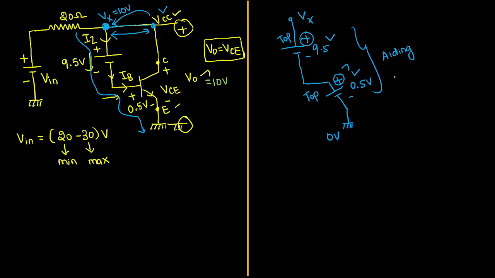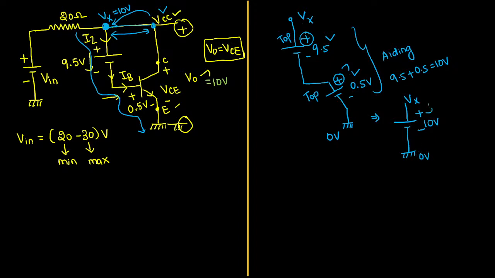Adding in the series addition, you can directly add 9.5 plus 0.5, which becomes 10 volts. So this entire circuit can simply be drawn like this. Here we will have 10 volts. Then what is the voltage at this point? Tell me. Here we have 0 volts.